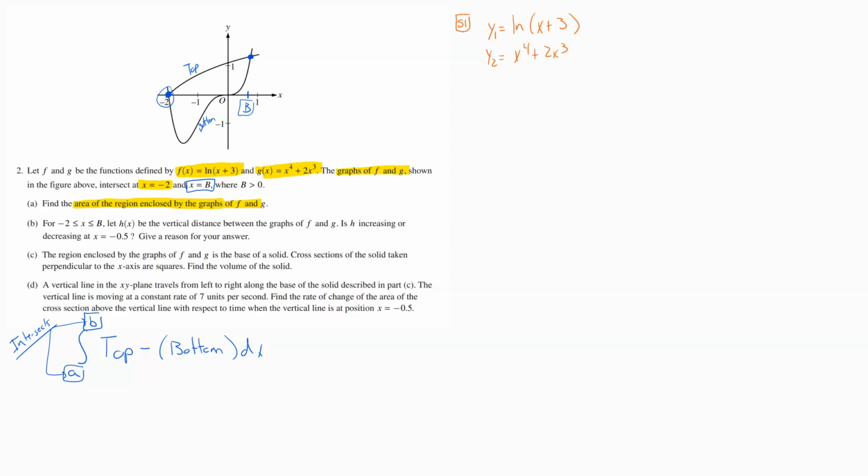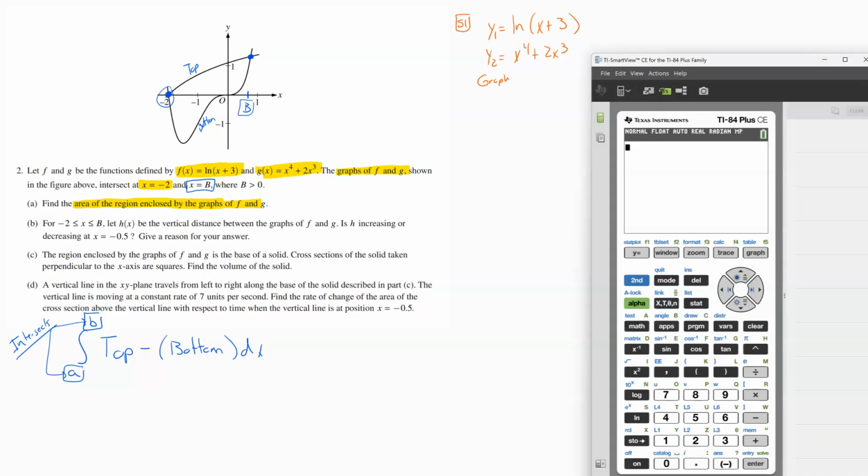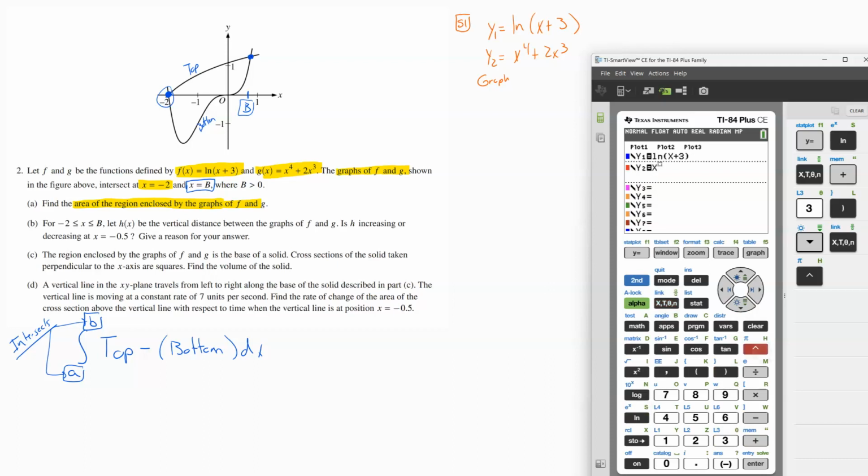And what we're trying to do is just set this integral up. So the first thing I would do is put those in and graph them. And then from there, I'll be able to tell which one's on top and which one's on bottom. So I open up my calculator, go to the y equals. I've got the natural log of x plus 3 in y1. I've got x to the 4th plus 2x to the 3rd in y2. So natural log will be the blue graph. The x to the 4th will be the red graph.